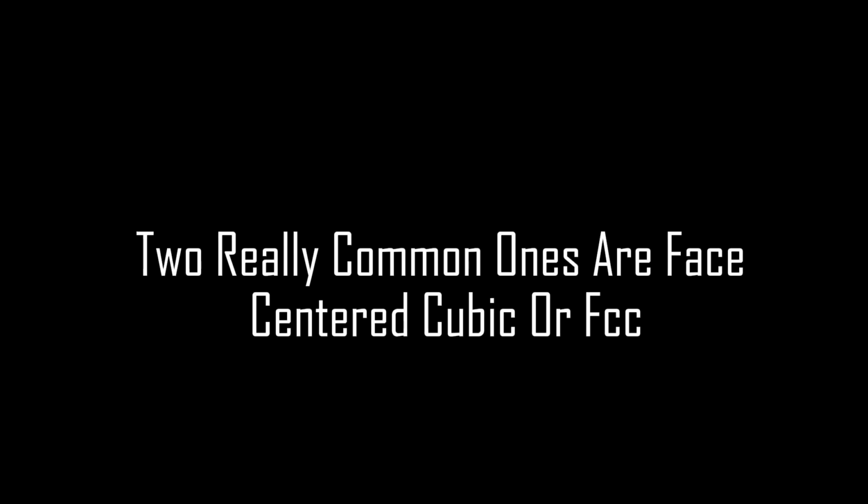So crystals have this internal order. What are the common patterns, especially in metals? Two really common ones are face-centered cubic, or FCC, and body-centered cubic, BCC. FCC first. Think of a cube. You have an atom at each corner plus one atom right in the middle of each face. Metals like aluminum, copper, gold have this structure.